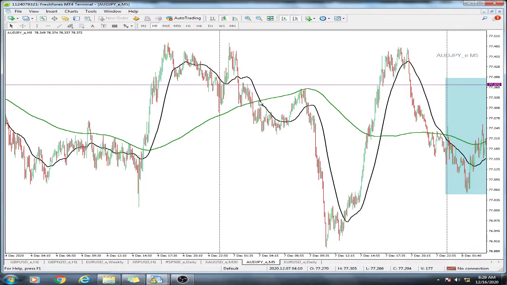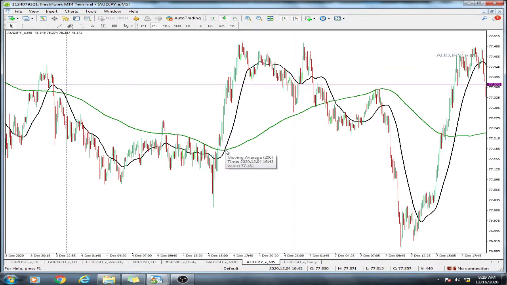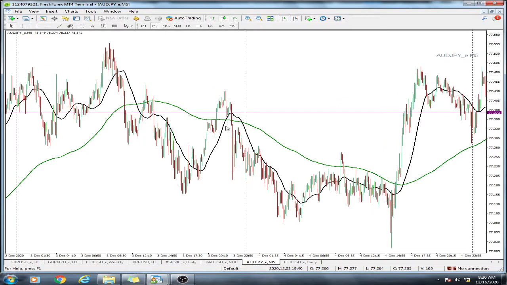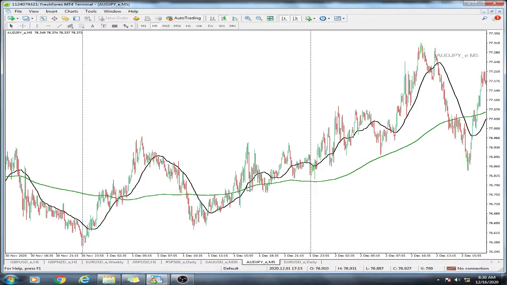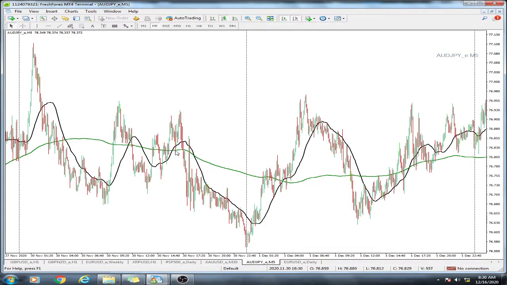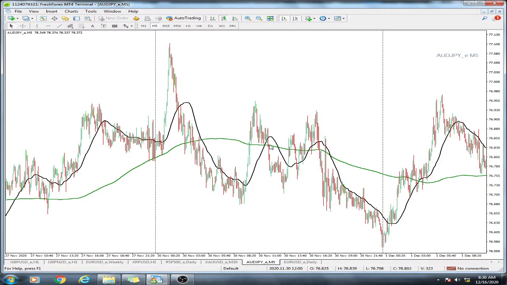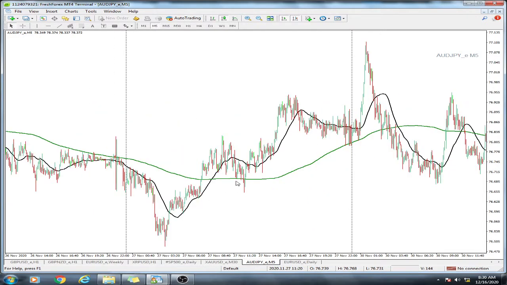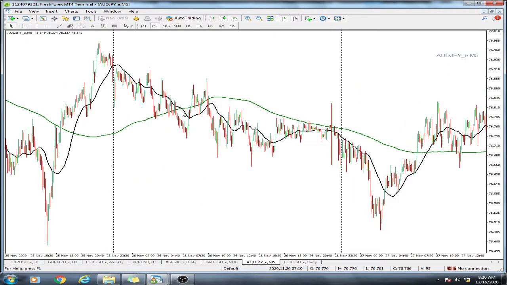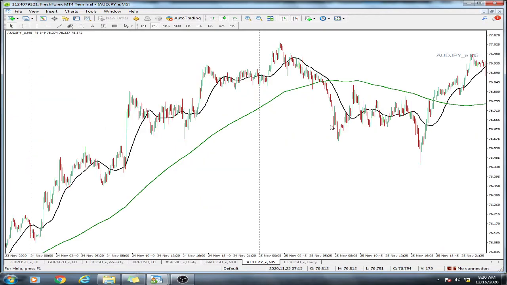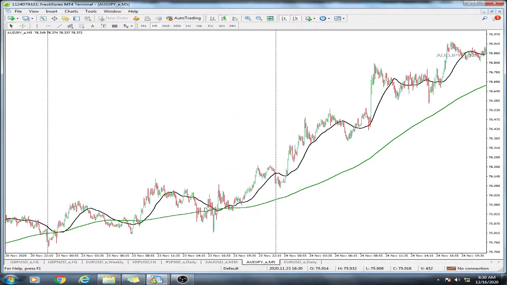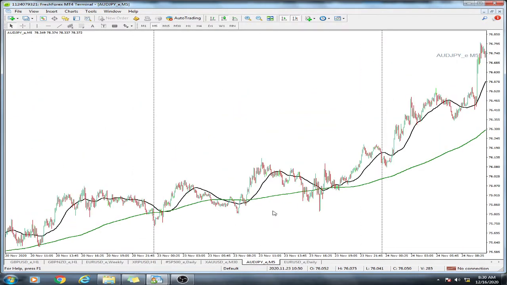This is a good sell opportunity. Then this is a buy opportunity. There's a sell here. There's a buy. There is a sell. There is a buy. Then we have a sell. We have a buy there. We have a sell. We have a buy. We have a sell. Then we have a buy here, and then we have a buy there.